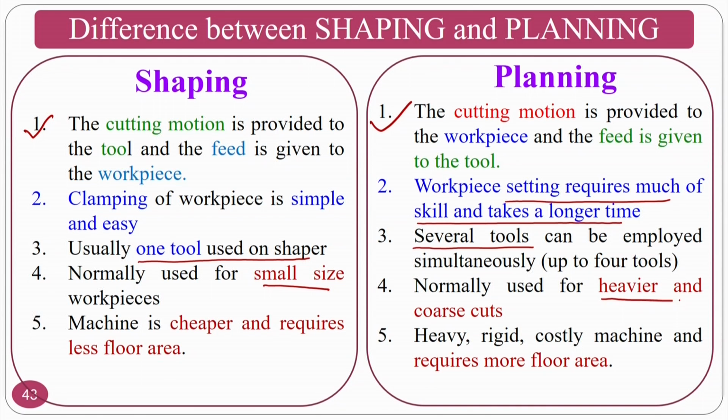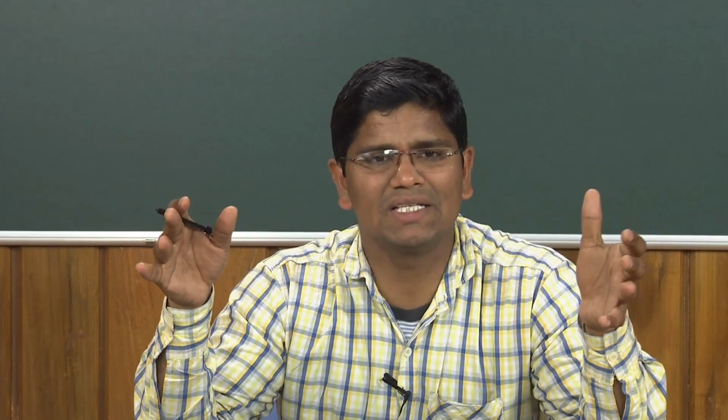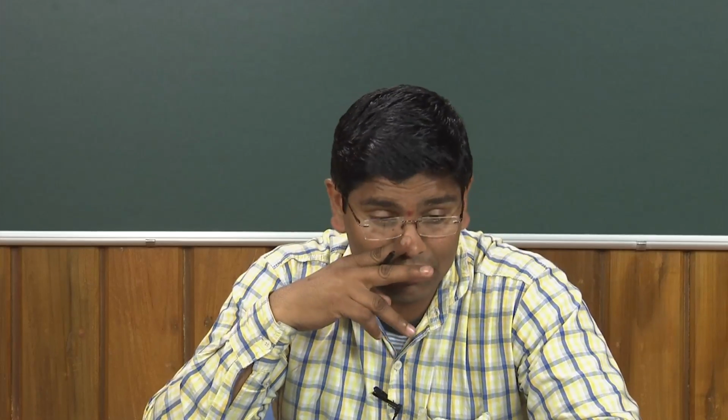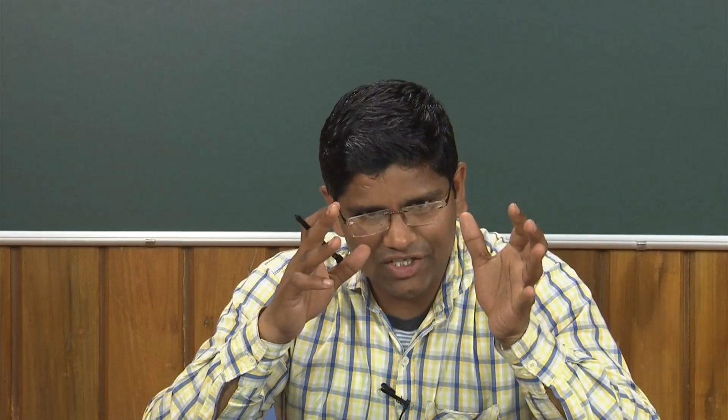As I said, for heavier and coarse cuts you can go for the planing, and you can go for very big workpieces. The shaping machine is cheaper and requires less floor area. The planing requires more floor area. That means a planing machine normally will be big in size, and the shaping machine can be very small. That's why some of the small engineering colleges will have a shaping machine for demonstration, but may not have planing machines.